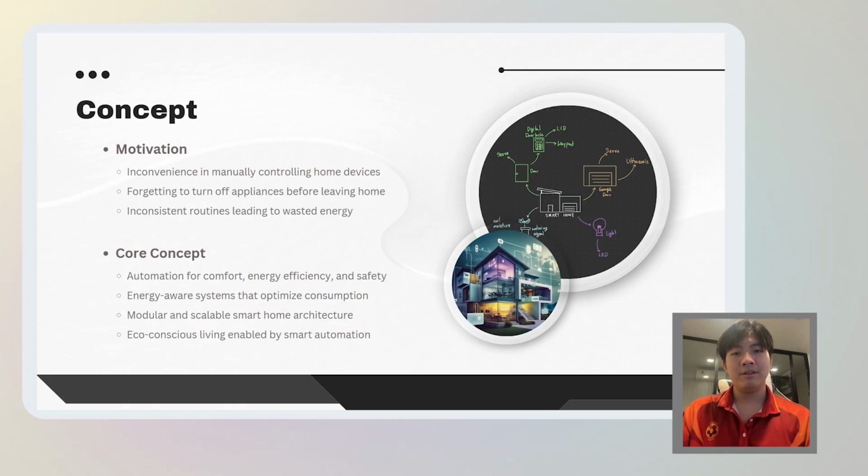includes using automation to make life easier, designing an energy-aware system to reduce unnecessary consumption, building a structure that is both modular and scalable so we can extend it easily in the future. And finally, enabling eco-conscious living through smart decisions made by the system.